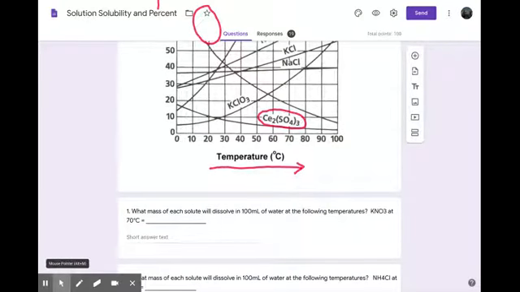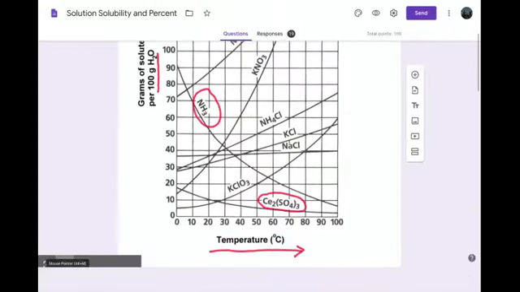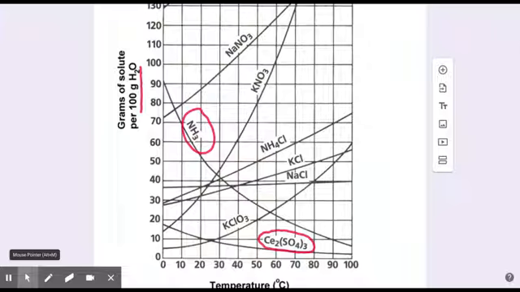First, what mass of each solid would dissolve in 100 ml of water at the following temperature, KNO3 at 70 degrees Celsius. So 100 ml of water is the standard unit of our y-axis. 100 ml, 100 gram. Gram, ml, they can interchange, okay? Because 1 gram is 1 ml. But that only applies to water.